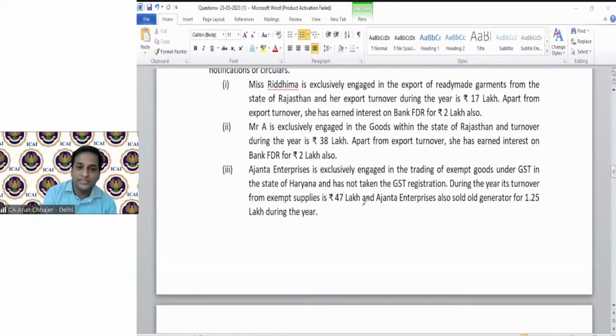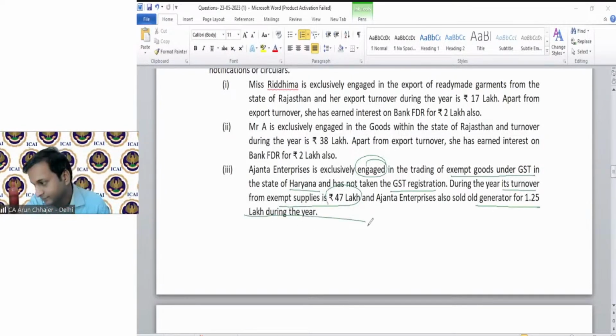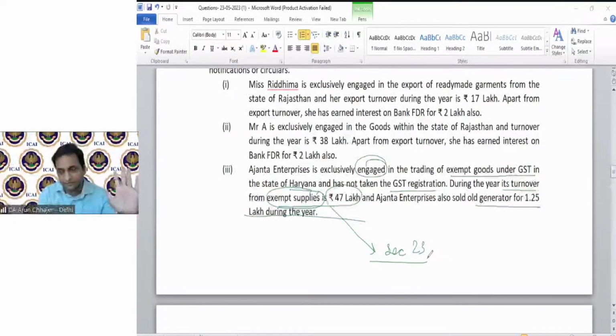Anjana Enterprises is exclusively engaged in the trading of exempted goods under GST in the state of Haryana and has not taken the GST registration. During the year, its turnover is 47 lakh and it also sold an old generator for 1.25 lakhs. Very simple question. If one is exclusively engaged in exempt supply, section 23 gives the relaxation not to take registration irrespective of any turnover. Correct?